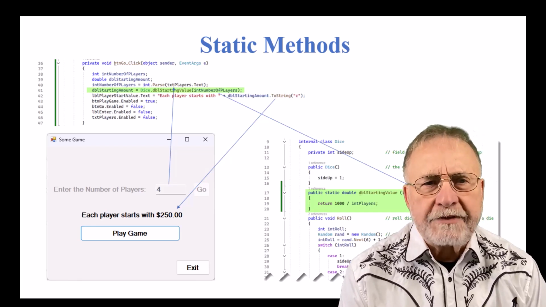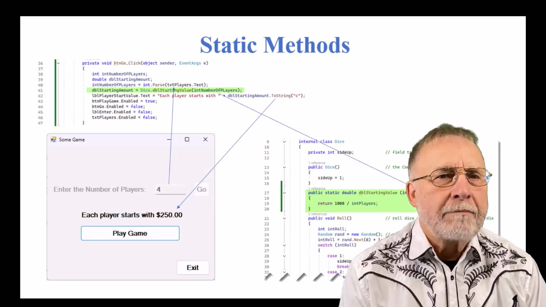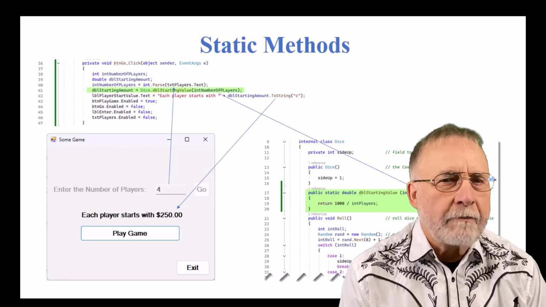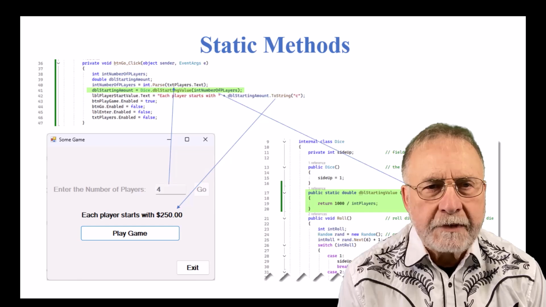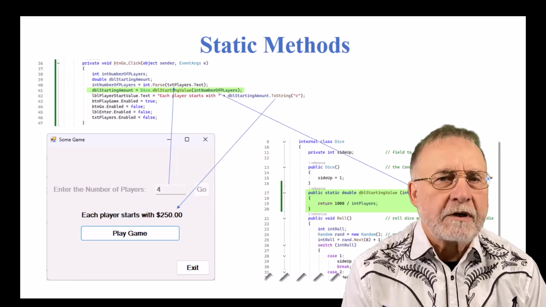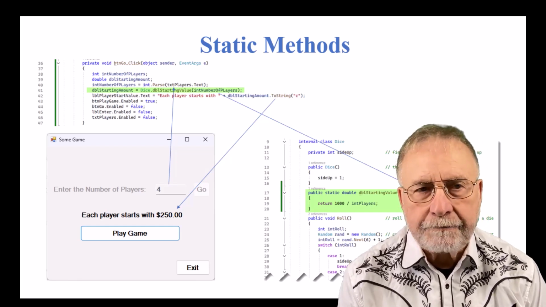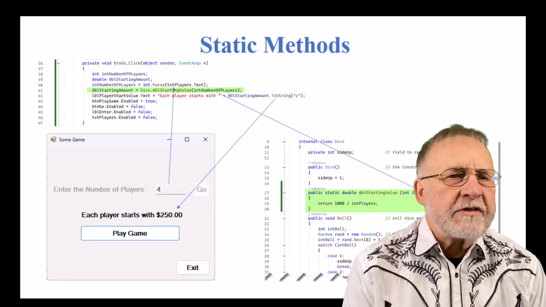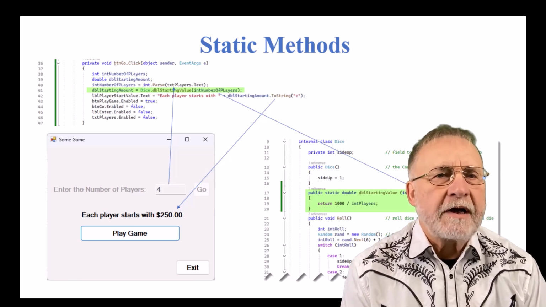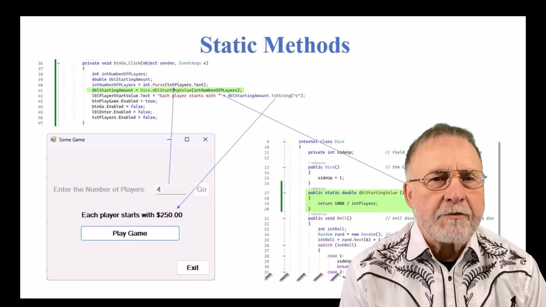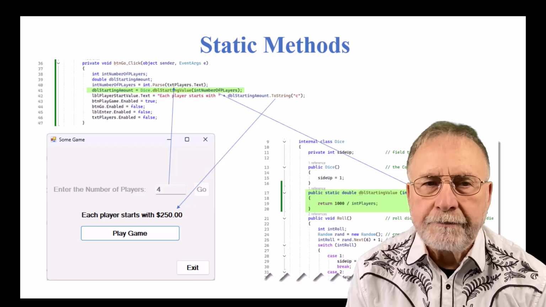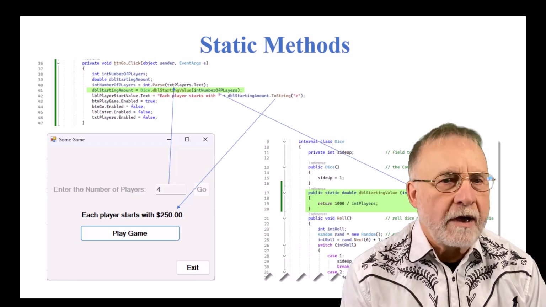The static method will accept the number of players playing the game and divide that number into a fixed dollar amount. Each player will then be given a specific amount of cash at the beginning of the game. This class can be used in any game and provides the dice roll function and a specific dollar amount for each player. This video shows you how.